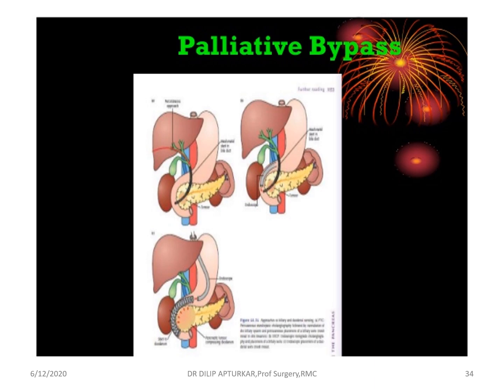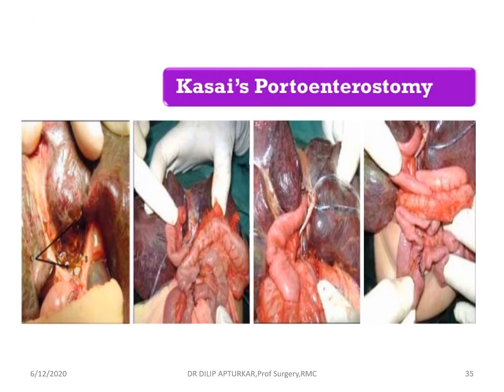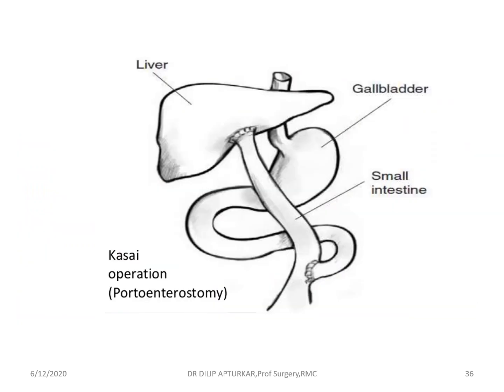Stenting can be done. There is the Kasai portoenterostomy. Jejunal loop is anastomosed with the porta hepatis, portoenterostomy. That is done in case of Klatskin tumor or cholangiocarcinoma. So this is a diagrammatic picture of Kasai's portoenterostomy.